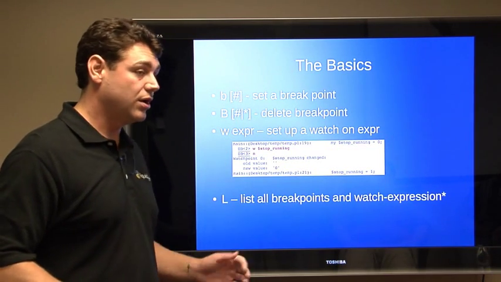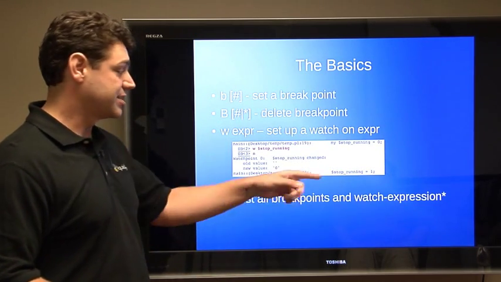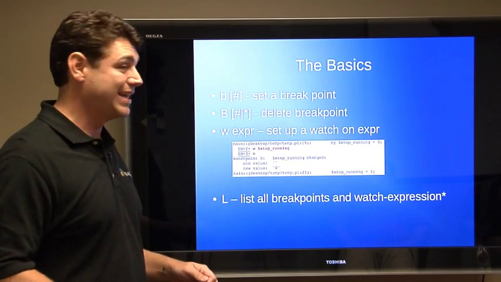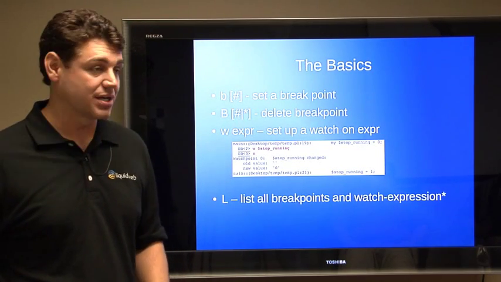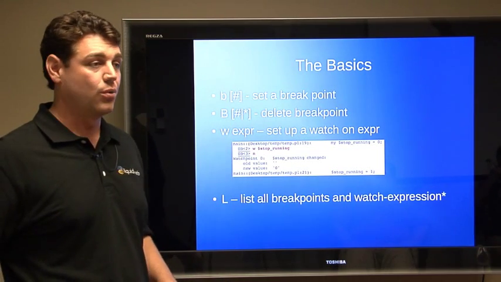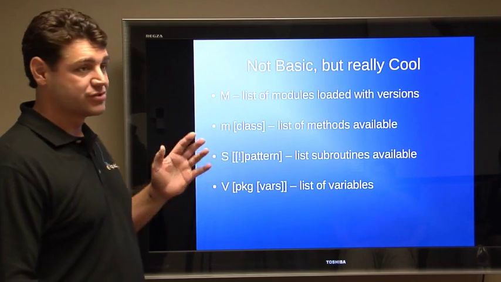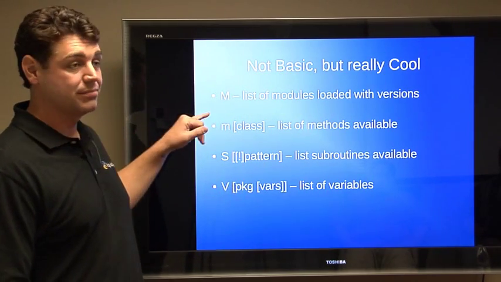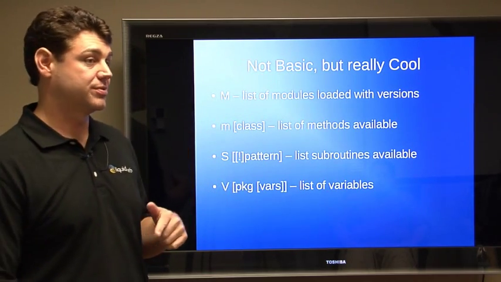Capital L lists all of the breakpoints and the watches that you've set up. The reason there's an asterisk there is it also shows you any actions that you've set up, and that's a little bit beyond this discussion, but just nice to be aware of so you know where your breakpoints and watches are. Now these are a little bit more advanced, but just really cool to know about. Capital M lists all the modules, the versions, and the locations where those modules are.